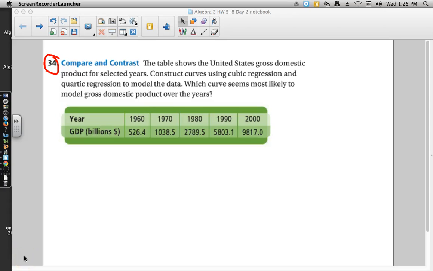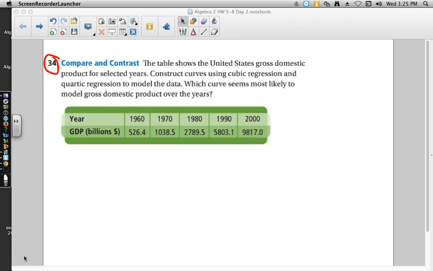These are the frequently asked questions for Algebra 2, and this would be for section 5.8, day 2. We are looking at some regression problems here. It says the table shows the United States gross domestic product for selected years. Construct curves using cubic regression and quartic regression to model the data. Which curve seems most likely to model gross domestic product over the years?